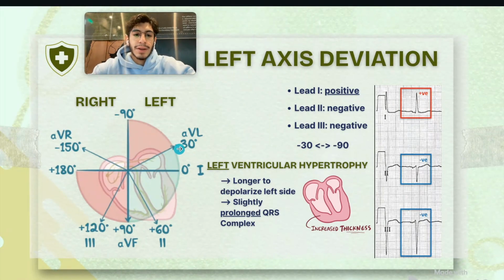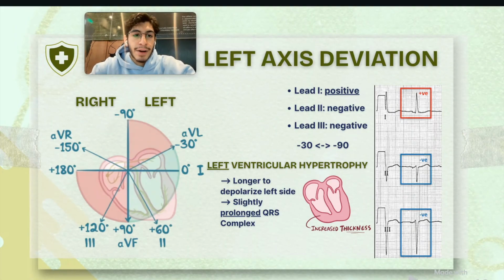So let's look at this here. Negative 30 to negative 90, right? This is on the left side, it's a negative deflection, all right? A left axis deviation, okay? And so what would cause this left axis deviation?